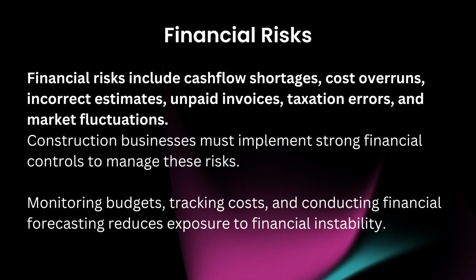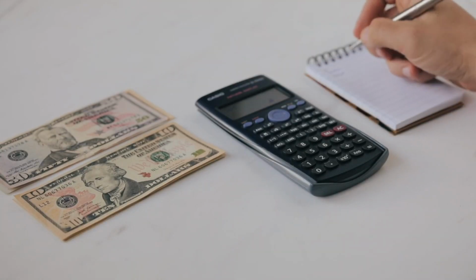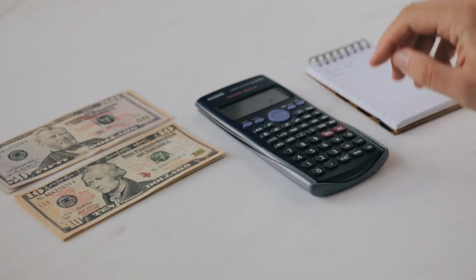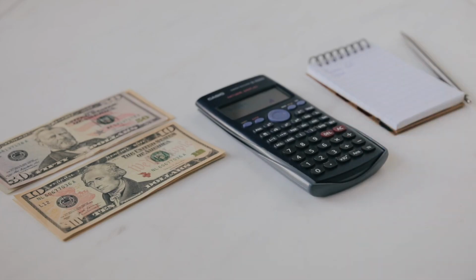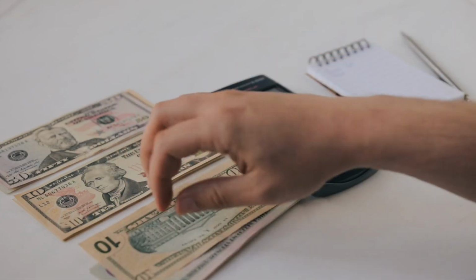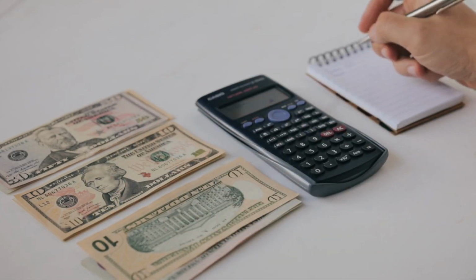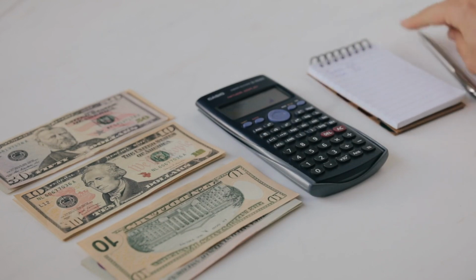Financial risks. Financial risks include cash flow shortages, cost overruns, incorrect estimates, unpaid invoices, taxation errors, and market fluctuations. Construction businesses must implement strong financial controls to manage these risks. Monitoring budgets, tracking costs, and conducting financial forecasting reduces exposure to financial instability.